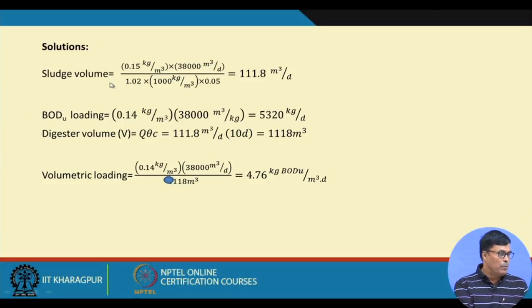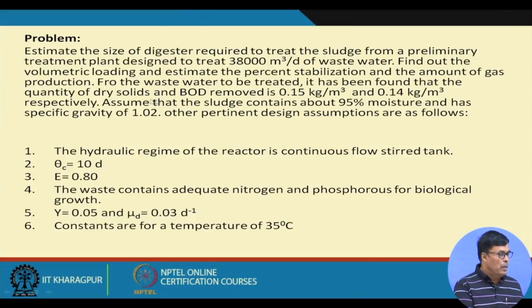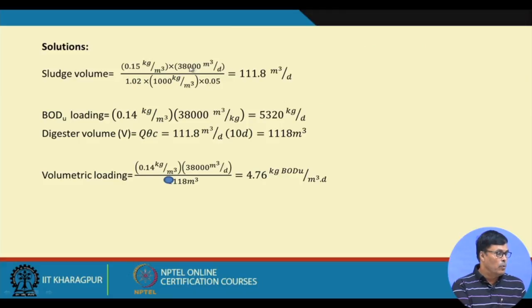So first we shall have to find out the sludge volume. We have already seen this here. The dry solid content is 0.15 kg per cubic meter, and this is the flow rate. If you multiply it by this, you will find the total amount of sludge. It contains 95% moisture, so you divide by 0.05 and you get the wet mass, and the wet mass has a density of 1.02 into 1000 kg per cubic meter. If you divide by that, you will get the volume of the sludge.